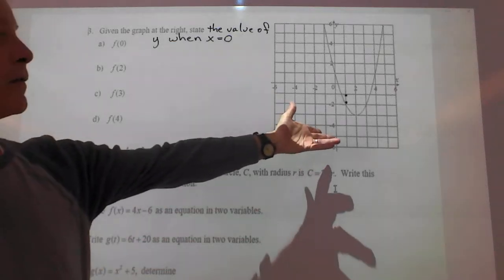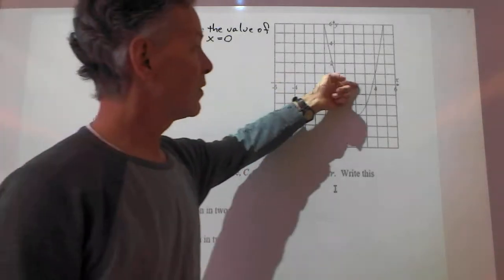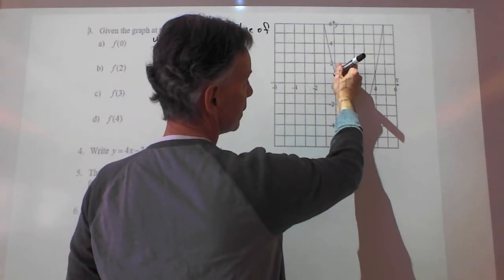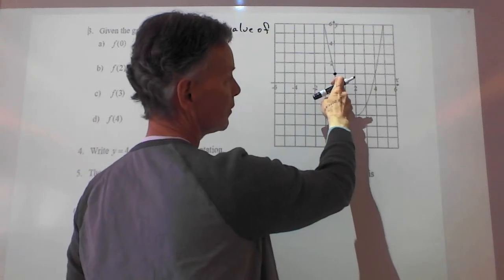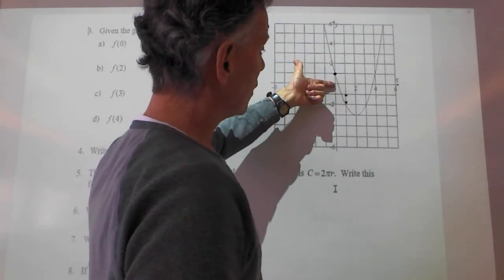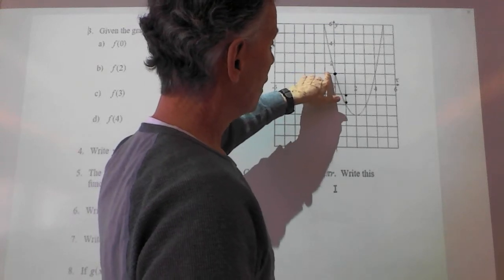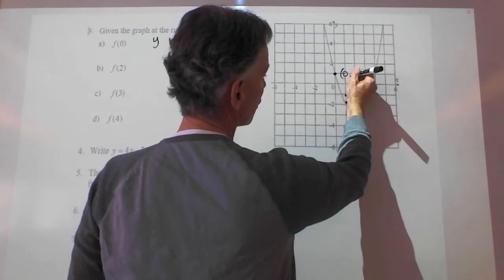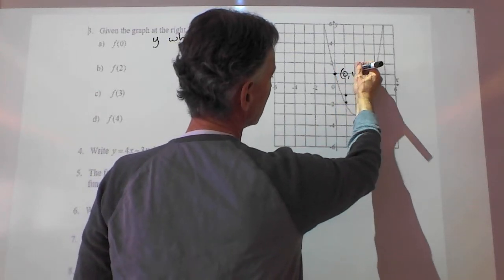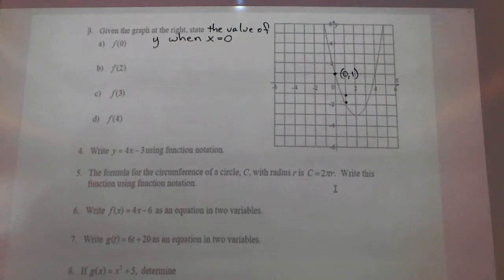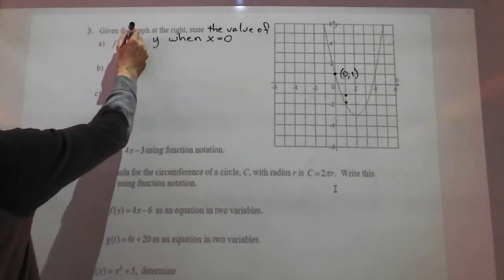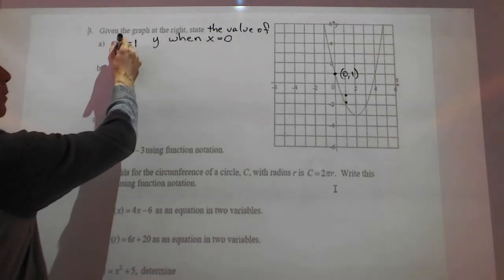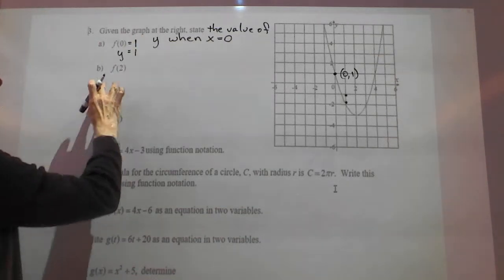So you go to your graph. Remember the x coordinate is left and right. So here, this point right here has an x coordinate of 0. What is the y coordinate? Well, if you go up, you'll see that this point has an ordered pair of 0 for the x, and you have to go up 1, 1 for the y. Okay? So f at 0 equals 1, or y equals 1.